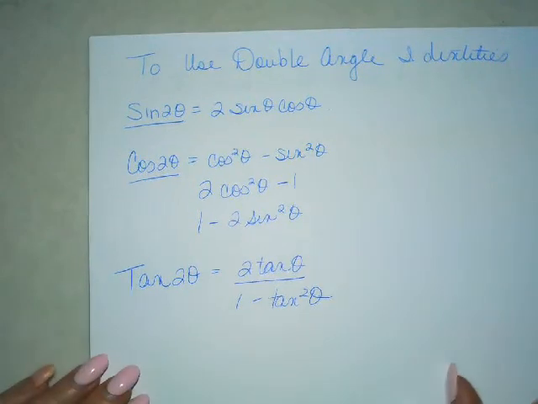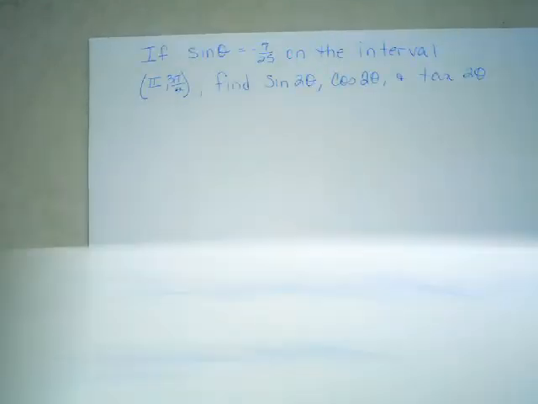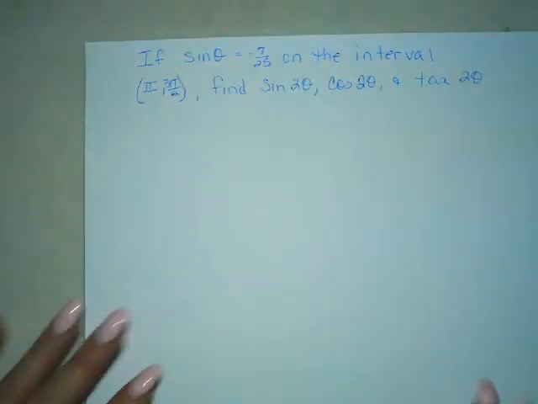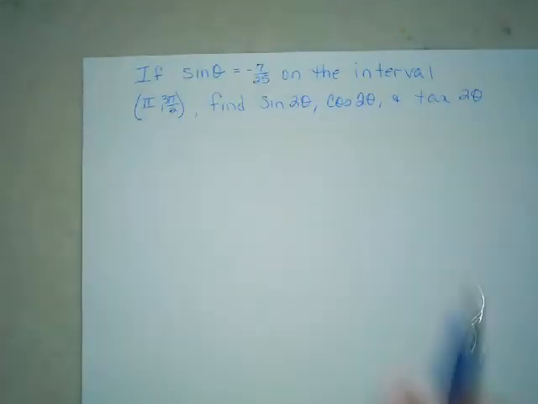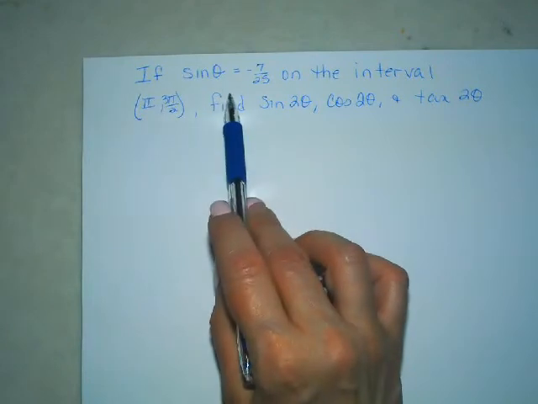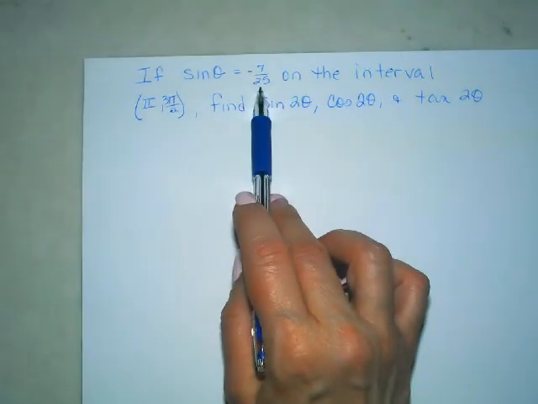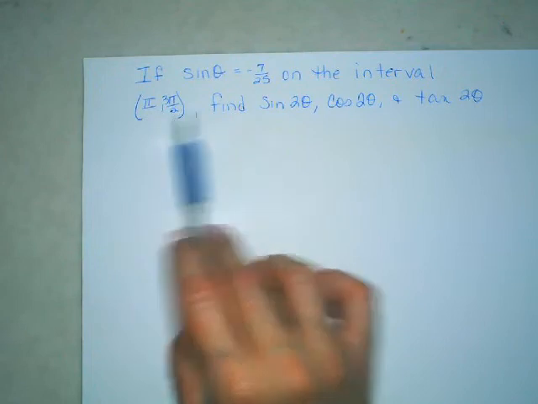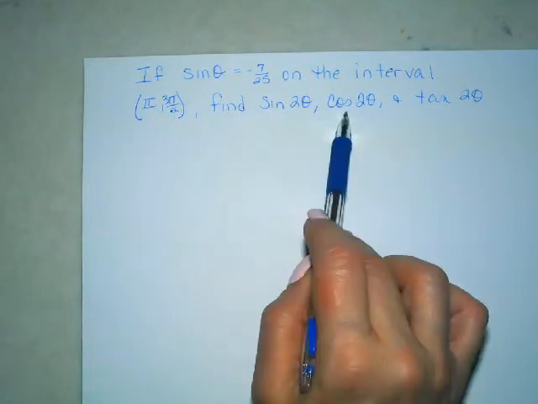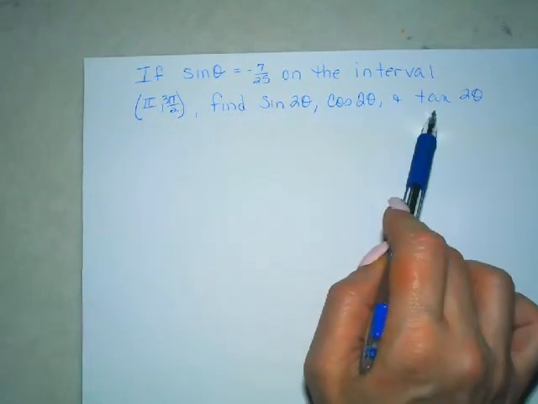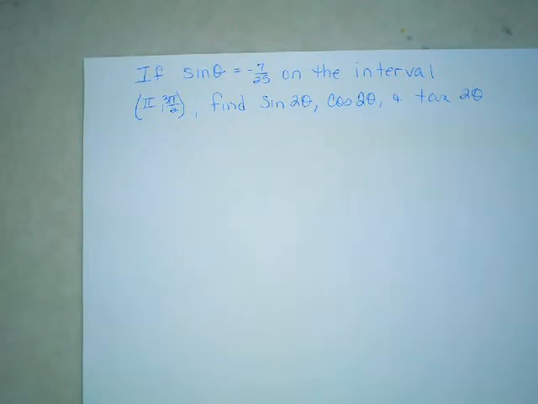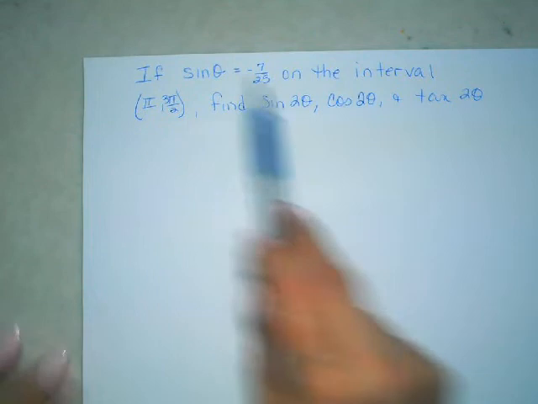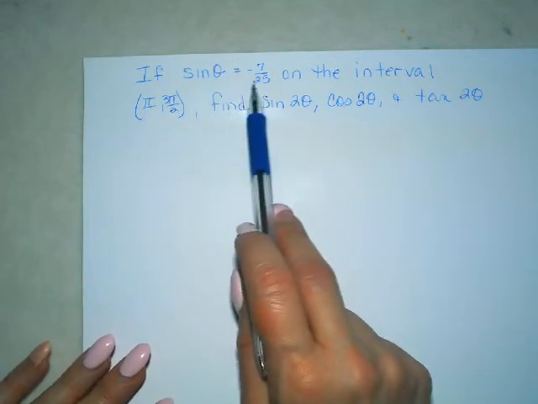So I'm going to begin with this example. I'll keep this handy. It's saying if the sine of a certain angle is negative 7 over 25 on the interval between pi and 3 pi over 2, find the double angle of sine, the double angle of cosine, and the double angle of tangent. Now remember, for the double angle of sine, we definitely need to find the cosine. We don't know the cosine right now. We only know the sine.